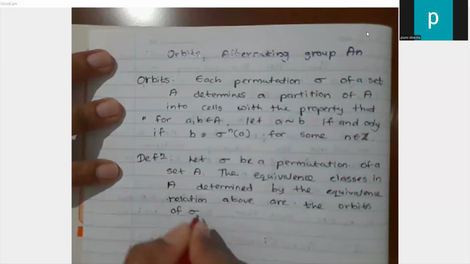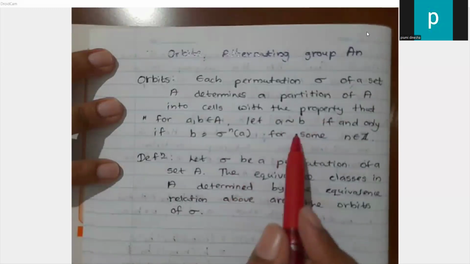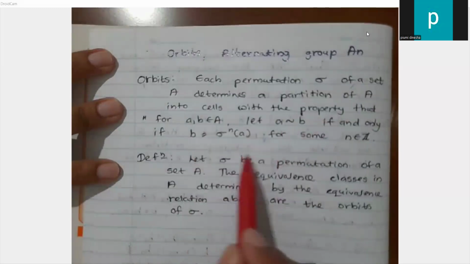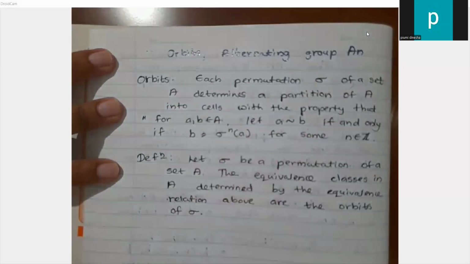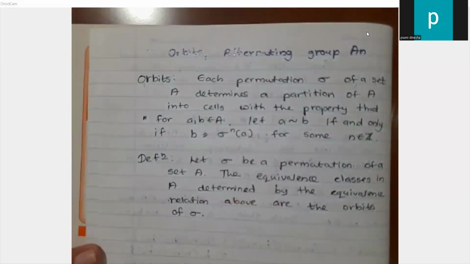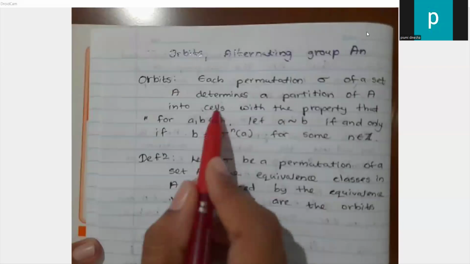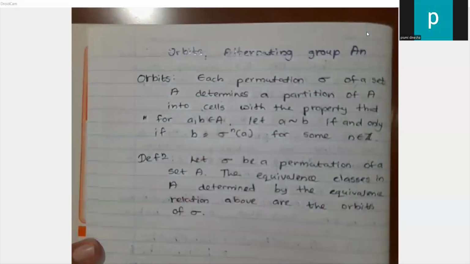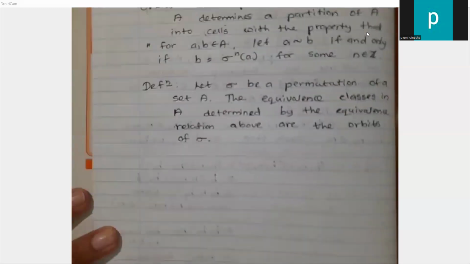So if a is equivalent to b, that means you can write b as sigma to the nth power of a. In that case, a and b belong in the same equivalence class. Those classes would be the cells that we talk about over here. So that would be the partition of A, right?